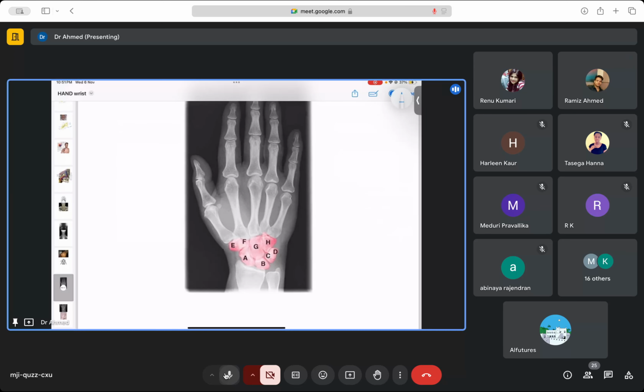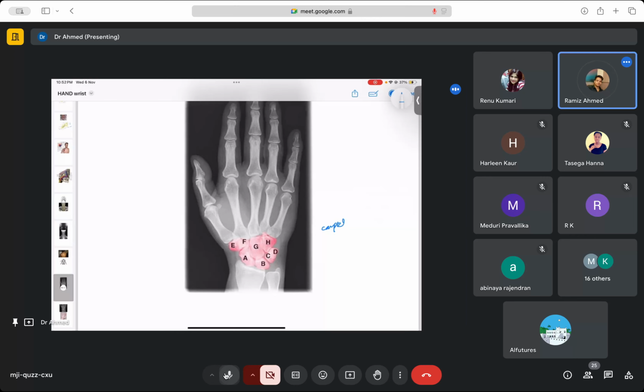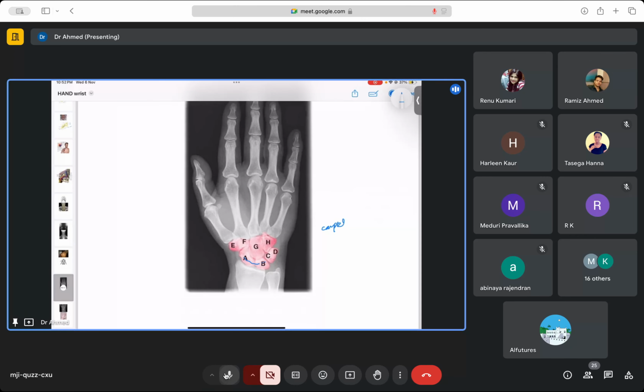Okay, and these are basically known as your carpal bones, right? Carpal. So you have the four that are proximal and four distals. So A is basically your scaphoid, B your lunate, C your triquetrum, and D your pisiform bone, right? Okay, so we'll be discussing the high yield things.